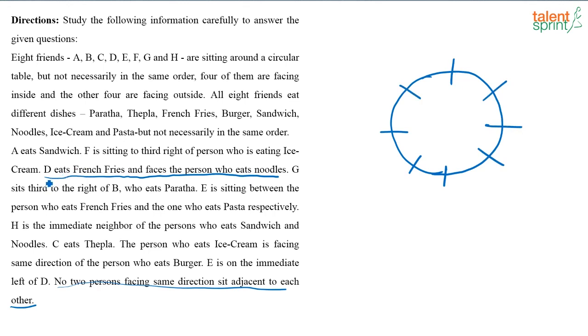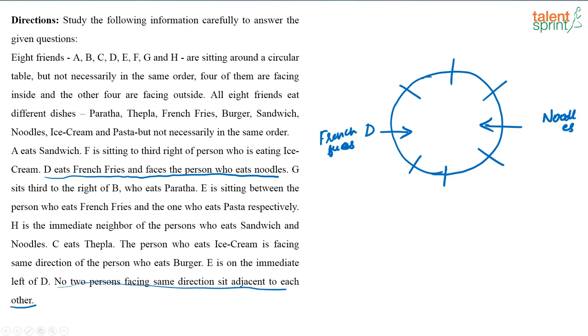First I am going to use this line. D eats french fries and faces the person who eats noodles. So D eats french fries and faces the person who eats noodles, means D is facing inwards and he is facing the person who is eating noodles. So this thing I have fixed.